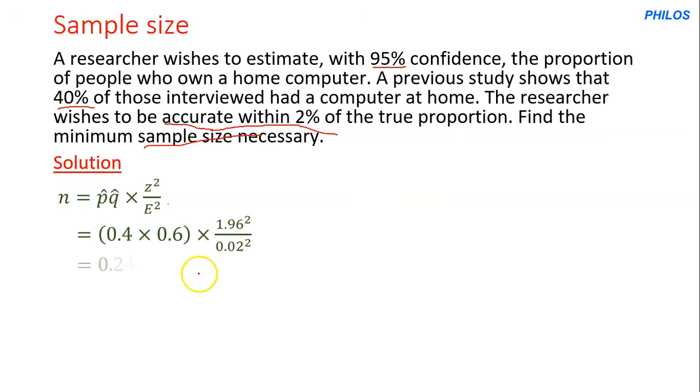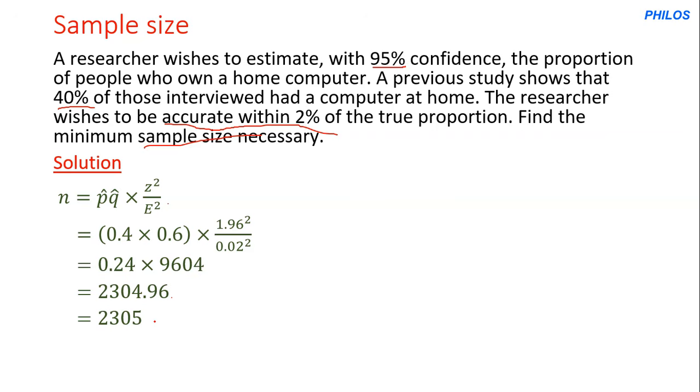So you're going to have 0.24 times 9604. When you multiply, you get 2304.96. Whenever you are finding minimum sample size and you get a decimal, please always round it up to the nearest whole number. So when we round this up to the nearest whole number, it should be 2305. So the minimum sample size necessary to be accurate within 2% of the true proportion is 2305.